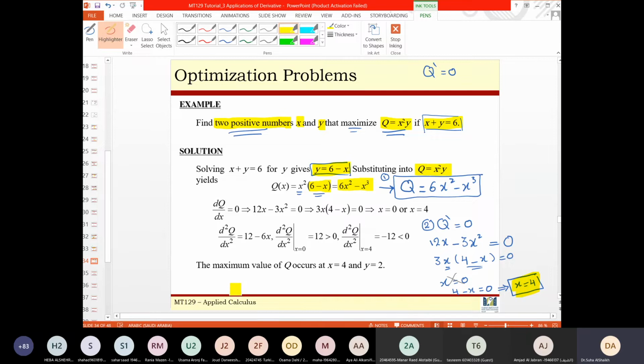I got the x. I remain with step number 3, getting the y. How can I get the y? The y is equal to 6 minus x. Then the y is equal to 6 minus x, which is 4. So the y is equal to 2. We got the x, we got the y, so we solved the problem.